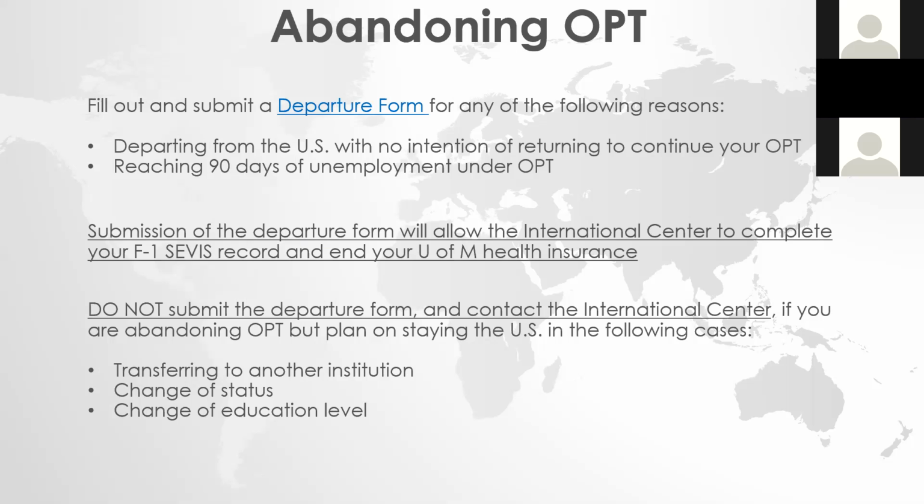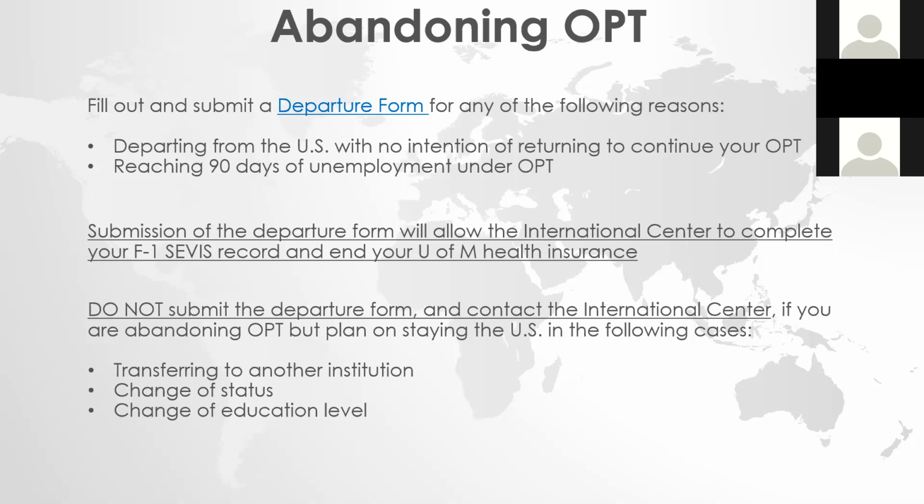Or you have reached the 90 days of unemployment under OPT. It is better for us to complete your record than it would be for USCIS to auto-terminate your status. So if you are approaching that 90 days of unemployment, you need to start planning on leaving the US ASAP. Go ahead and fill out that departure form, and then you should be planning on leaving the country as soon as possible. So submission of the departure form, again, it will allow the International Center to complete your F1 USCIS record, and it will end your U of M health insurance, thus saving you money and any potential issues with your USCIS record by completing it.